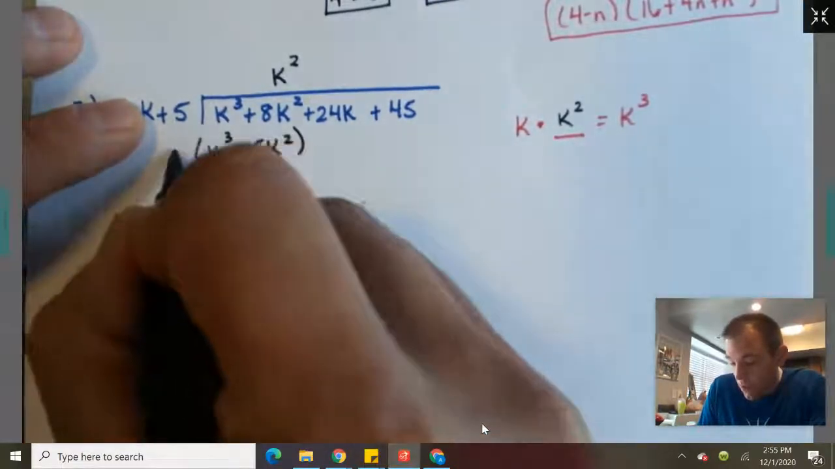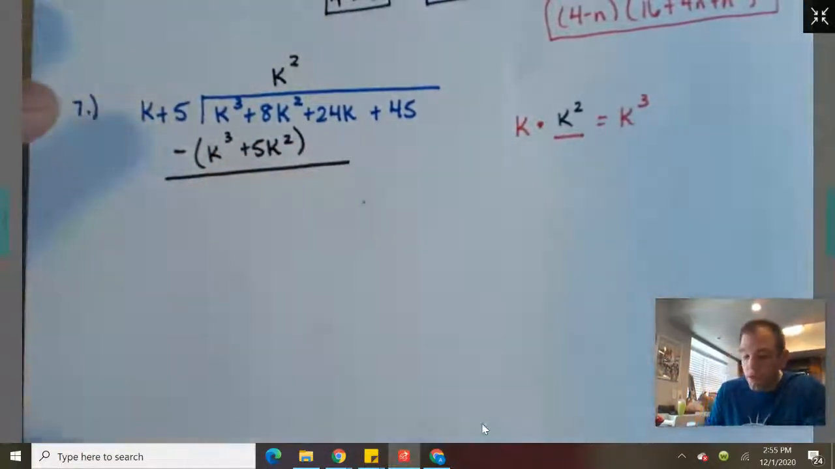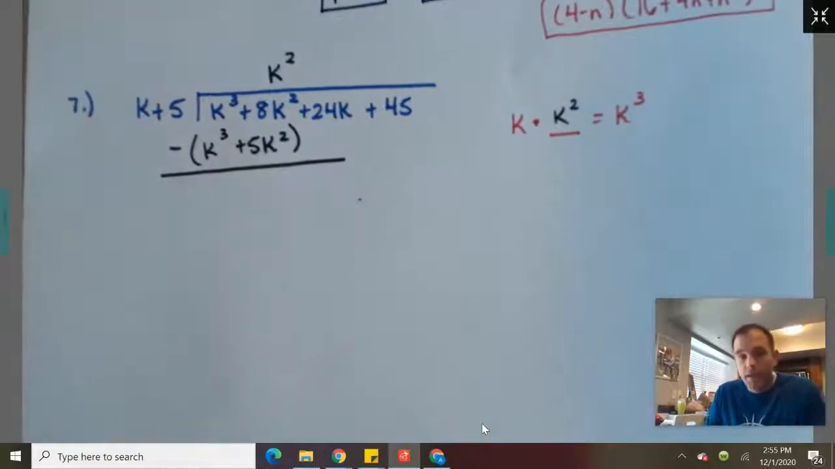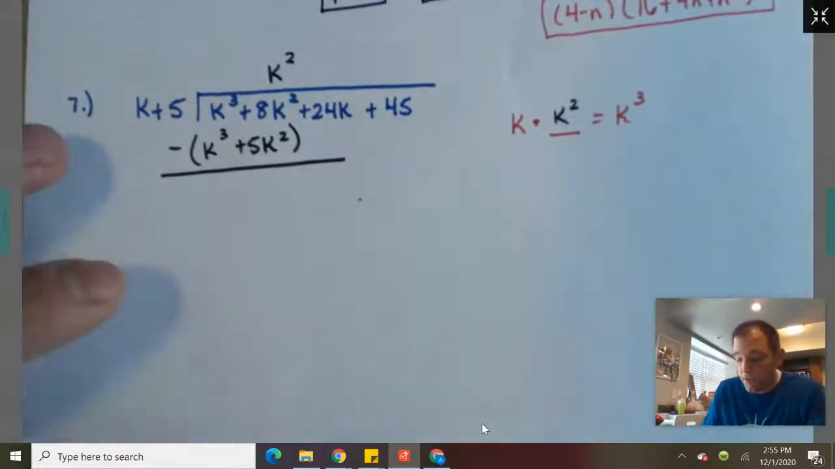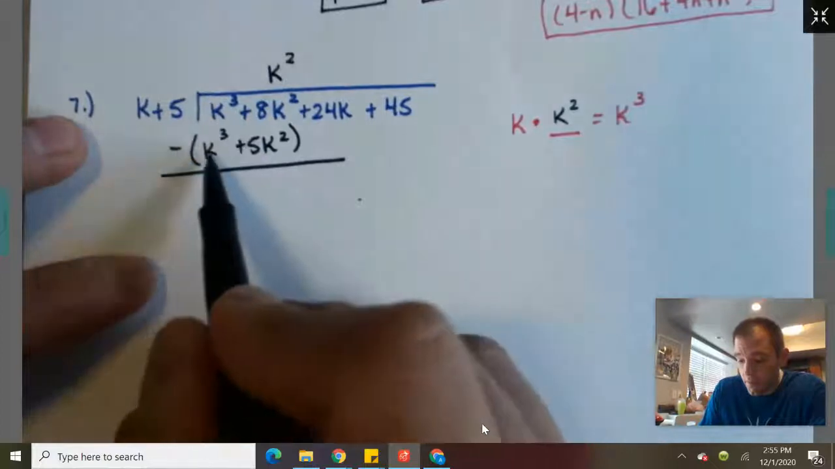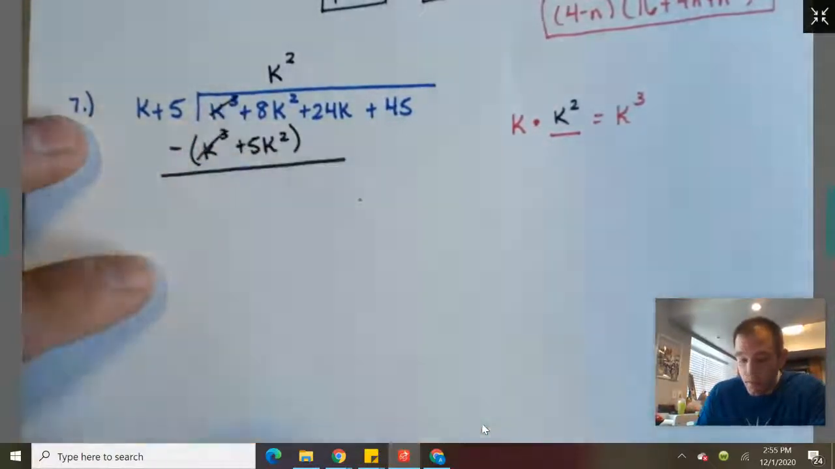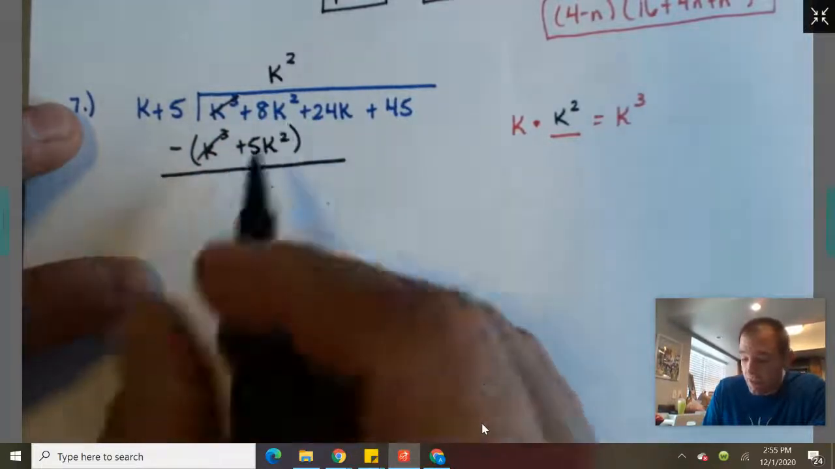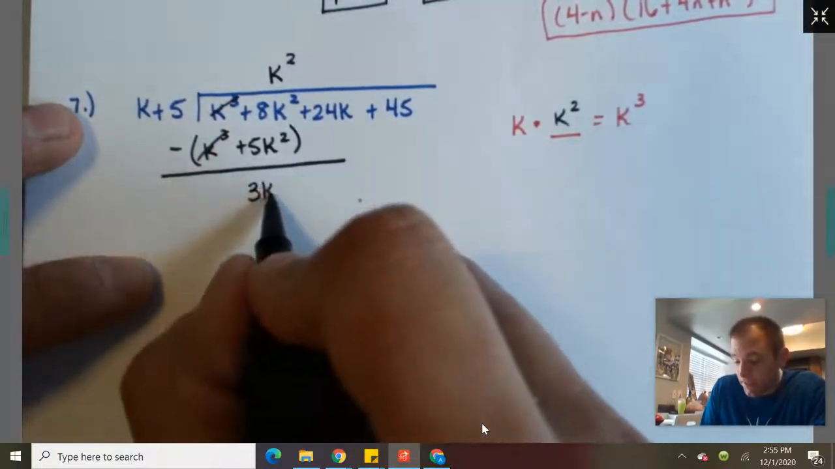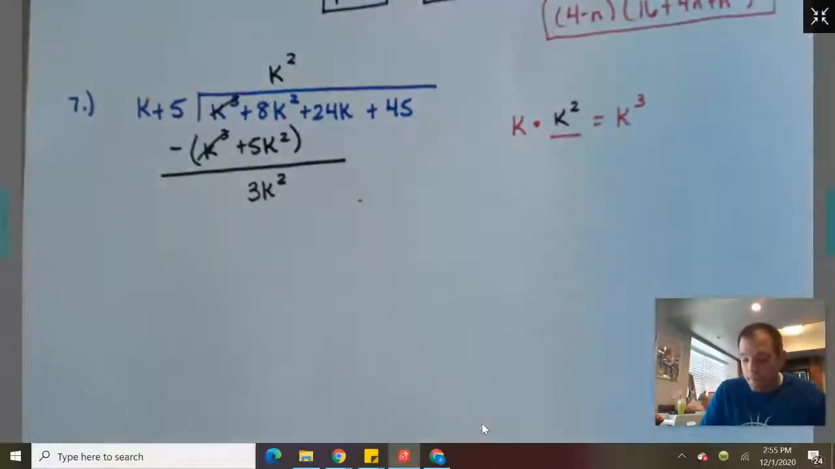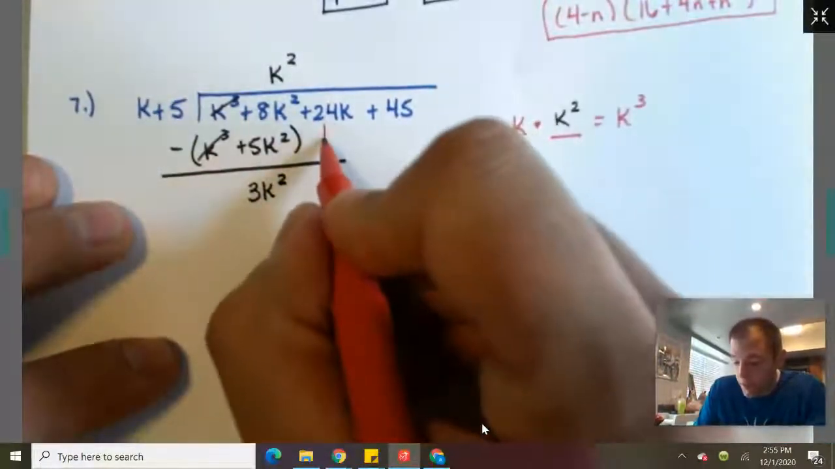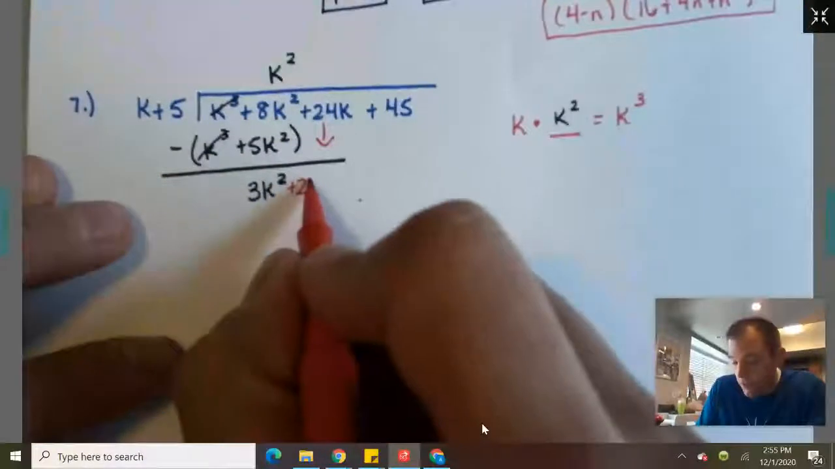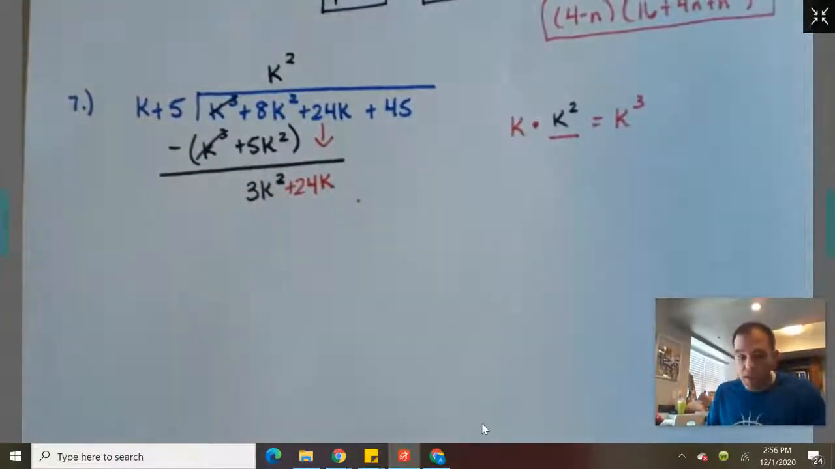And then remember, we always subtract. It will always be a subtraction problem. If you've done this right, the first term should cancel. K to the third minus k to the third, they cancel. 8k squared minus 5k squared is 3k squared. 8 minus 5 is 3. And then remember, we pull down the next number. So plus 24k. And we repeat the exact same process again.